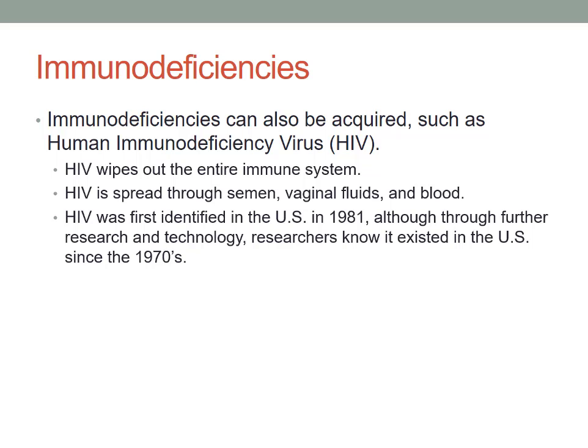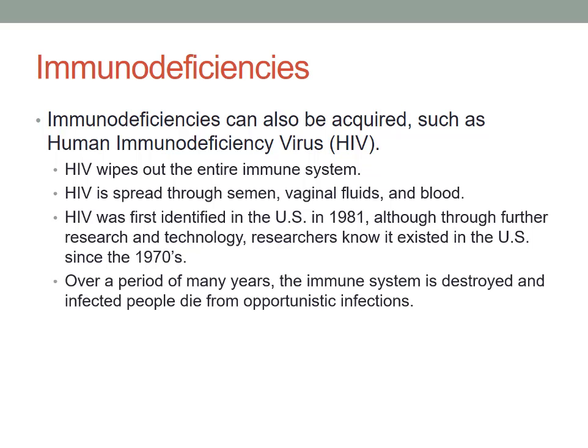HIV was first identified in the United States in 1981, although through further research and technology, researchers know that it existed in the United States since the 1970s. Over a period of many years, the immune system is destroyed and infected people die from opportunistic infections.